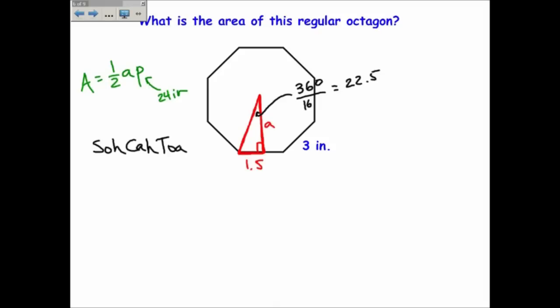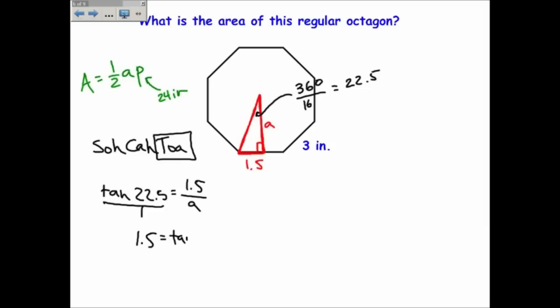SOHCAHTOA. And I'm going to use the tangent, because I know the opposite and I want to find the adjacent. So I'll use the tangent. The tangent of 22.5 degrees is equal to the opposite over the adjacent. So I put the apothem over 1 to solve the proportion. Cross multiply. 1.5 is equal to the tangent of 22.5 times the apothem. To solve this, I divide both sides by the tangent of 22.5.